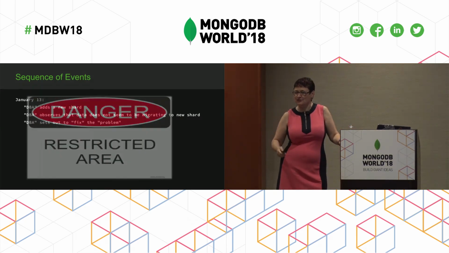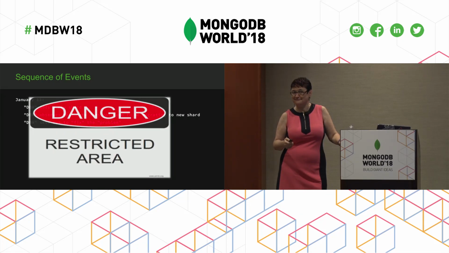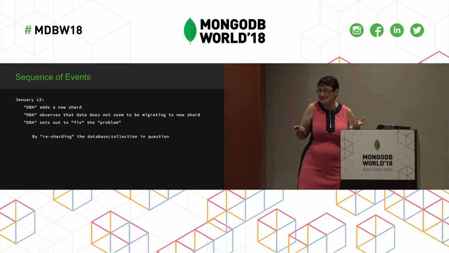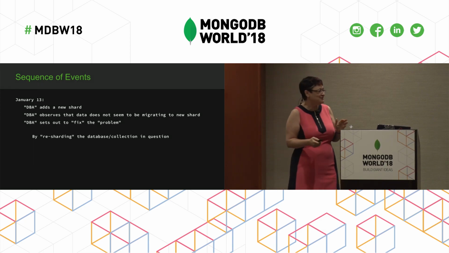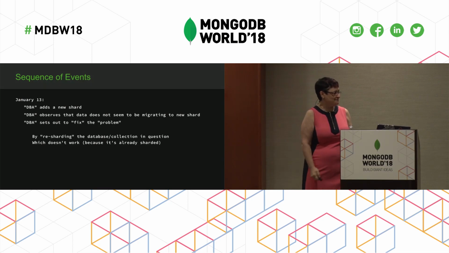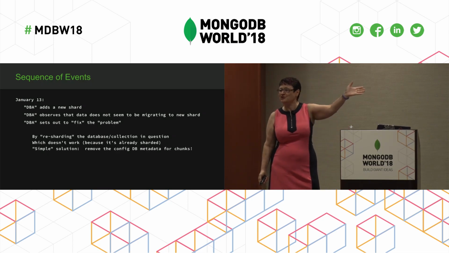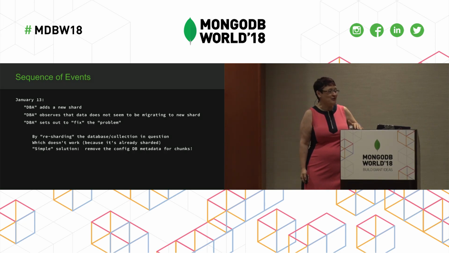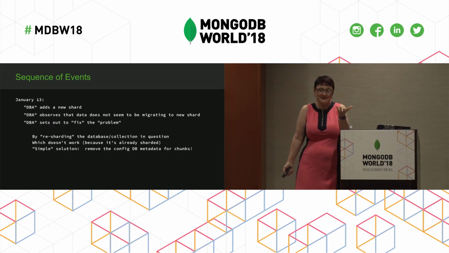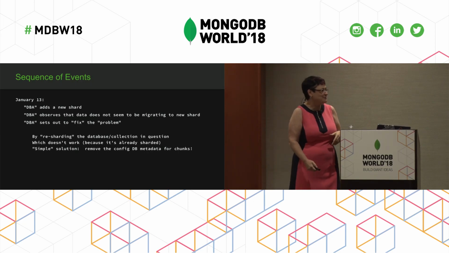Anybody want to guess how they tried to solve the problem? Yeah, it wouldn't have been so bad. They decided they would reshard the collection. I don't know, they thought maybe somehow the sharding information got lost, so it's not being balanced. But of course it doesn't work, because you get back an error that says already sharded. Simple solution? Oh, just remove the chunk information from the config database. I'm kidding, don't do that. That's a bad thing to do. Because now the sharded cluster thought that this collection was not sharded, and that the only valid data was on shard 1, and bad things happened.